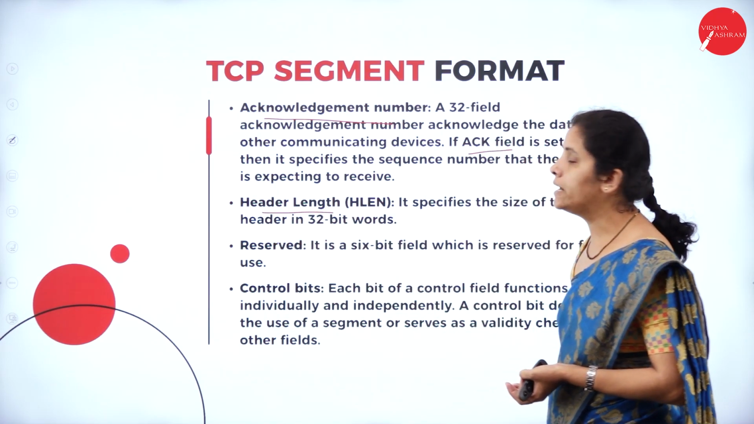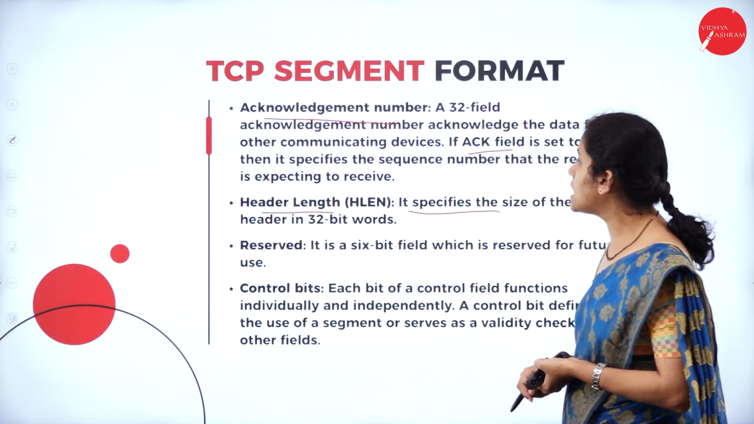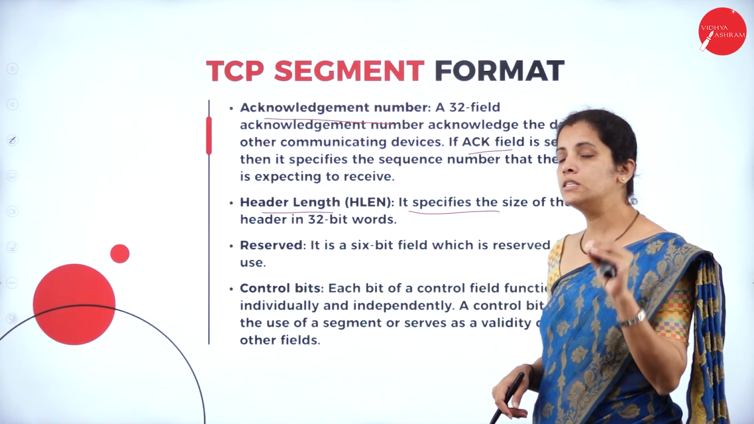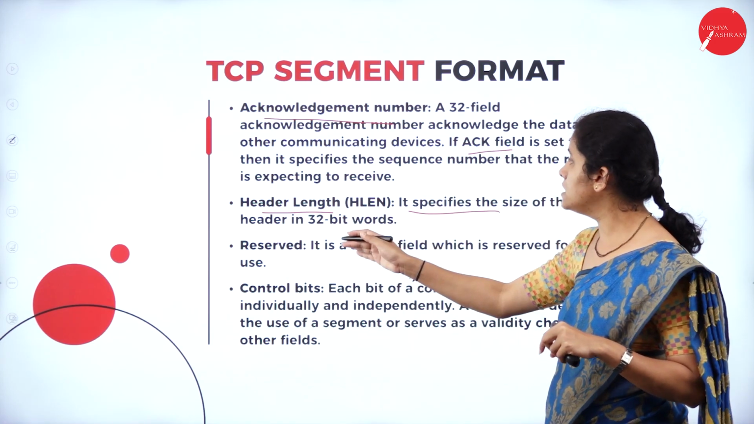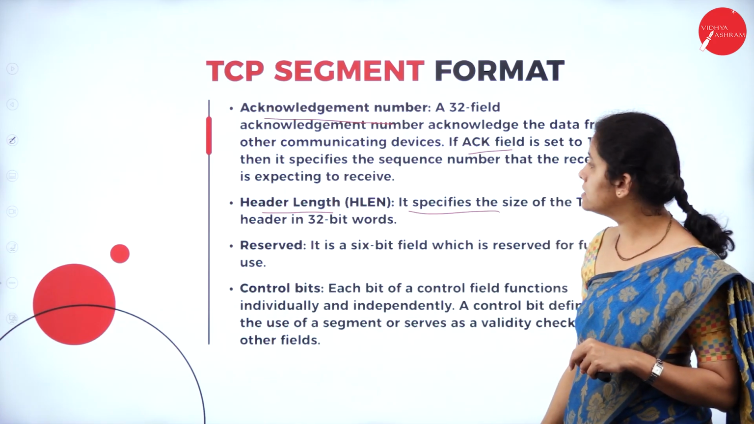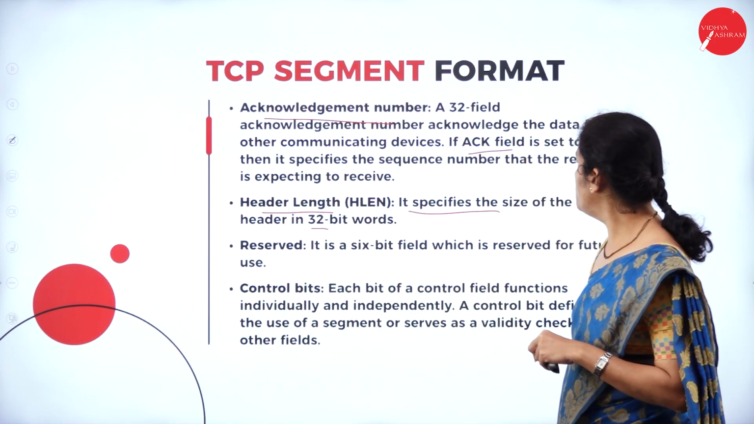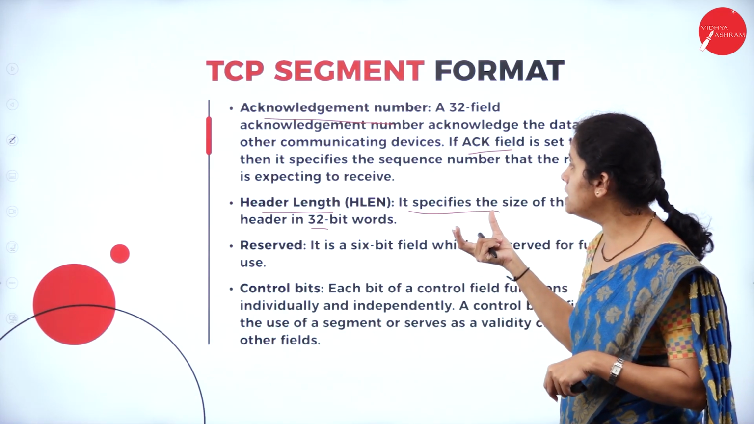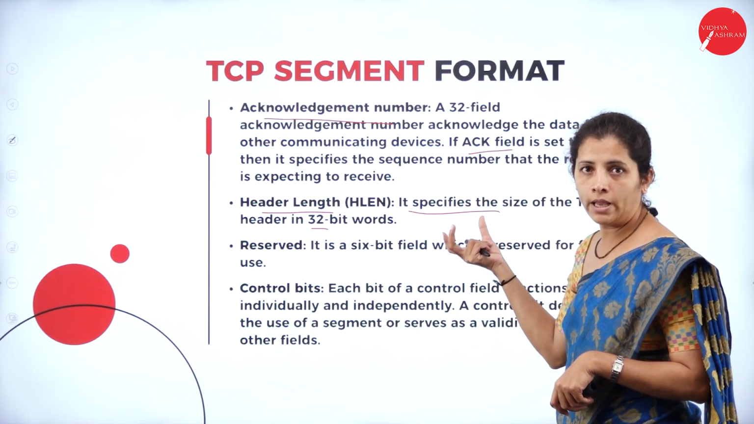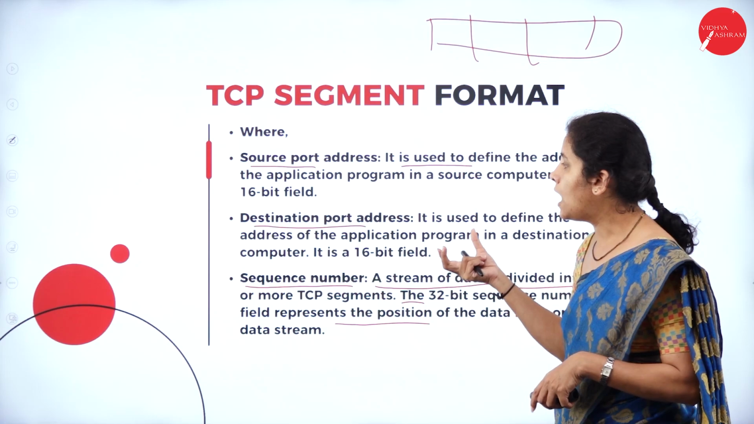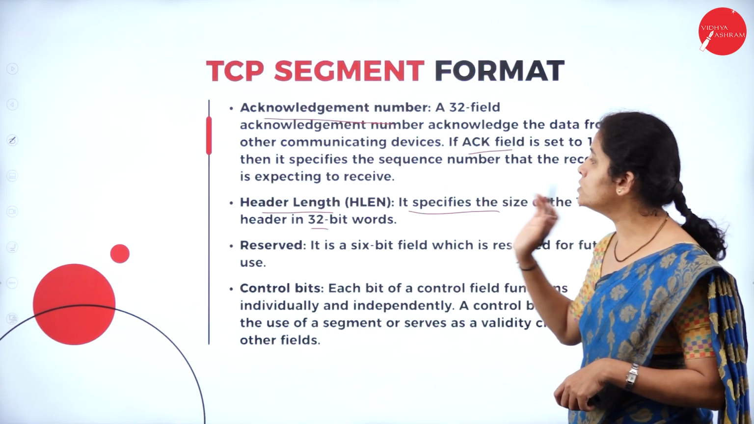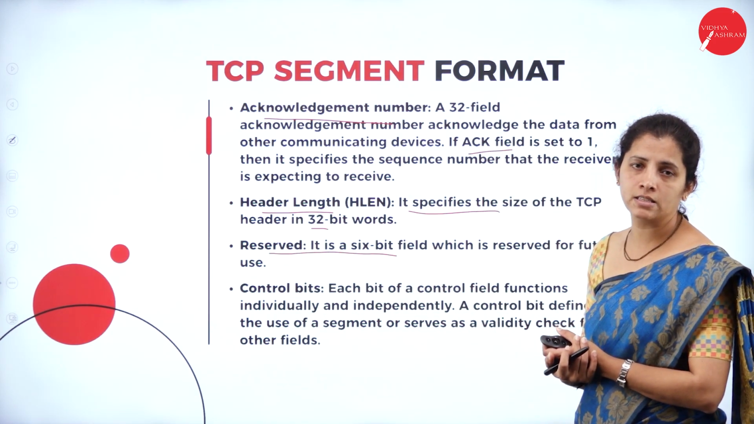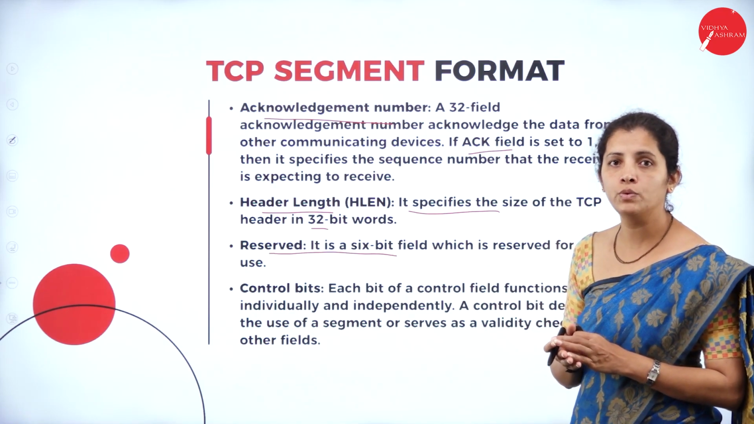And I'm going to have the header length. It specifies the size of the TCP header. What is the size? It is a 32-bit word, and in that I'm going to use only 4 bits. The remaining 6 bits are reserved fields, which I'm going to use for future purposes.